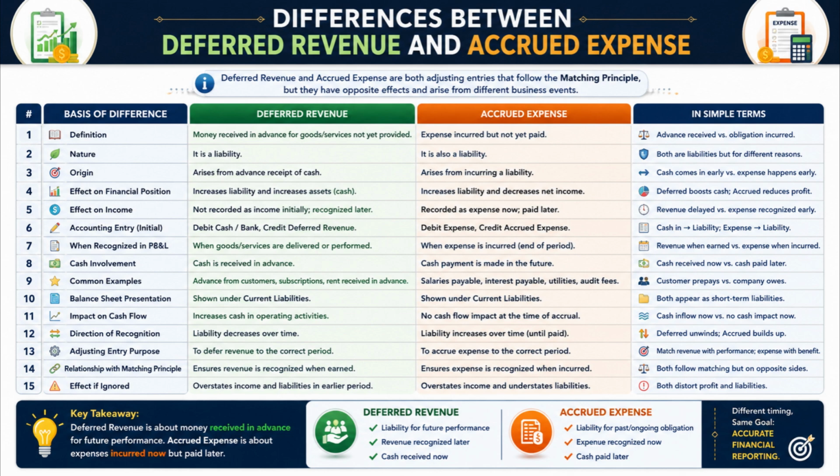Number 15. If deferred revenue is ignored, income may be overstated in the earlier period, whereas if accrued expense is ignored, liabilities may be understated and profits may appear higher than actual. So, the key difference is that deferred revenue represents cash received before earning revenue, whereas accrued expense represents expenses recognized before cash payment.